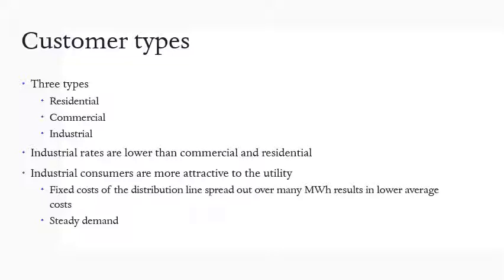This is because industrial users are using way more electricity than residential and commercial, and so it's just a nicer thing for the utility. And also, they have steady demand. They're running all out most of the time, and they don't have these fluctuations in demand based on when people are home.